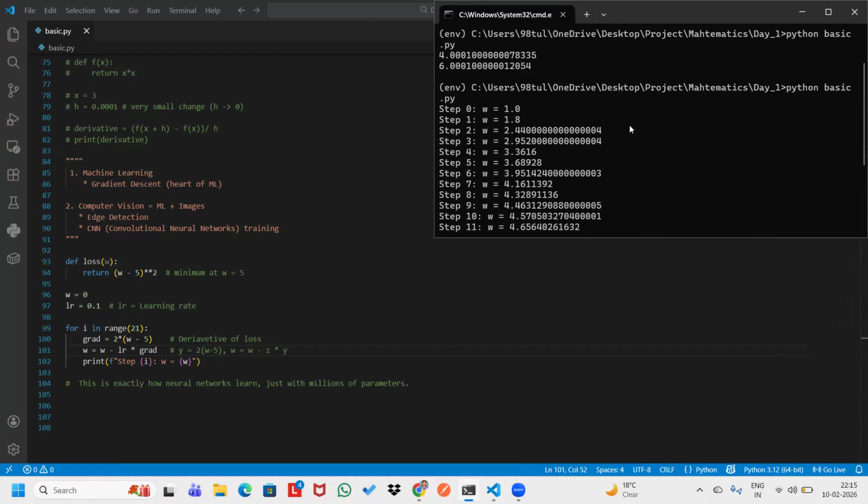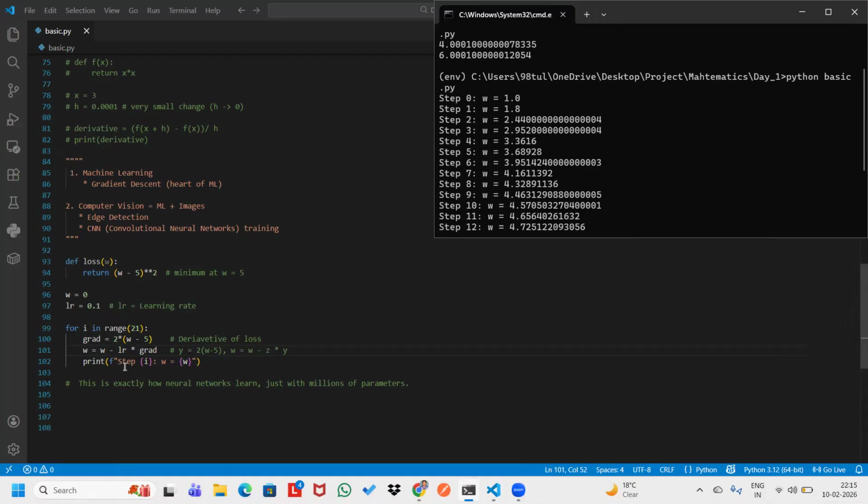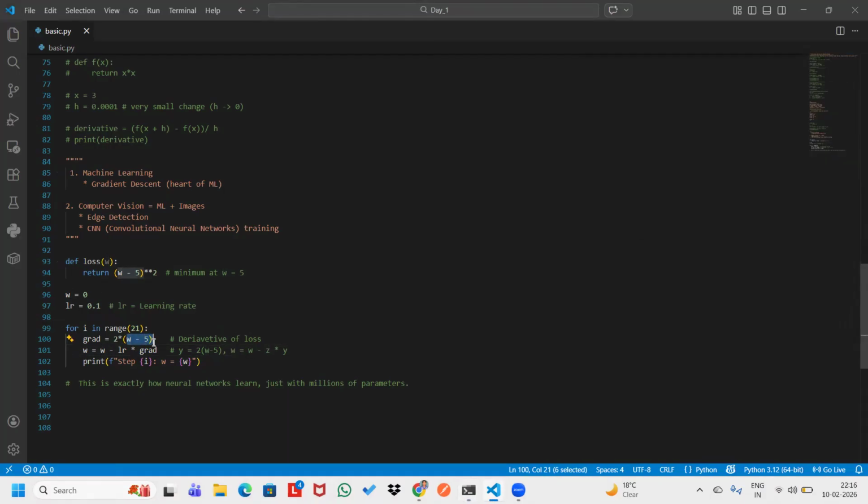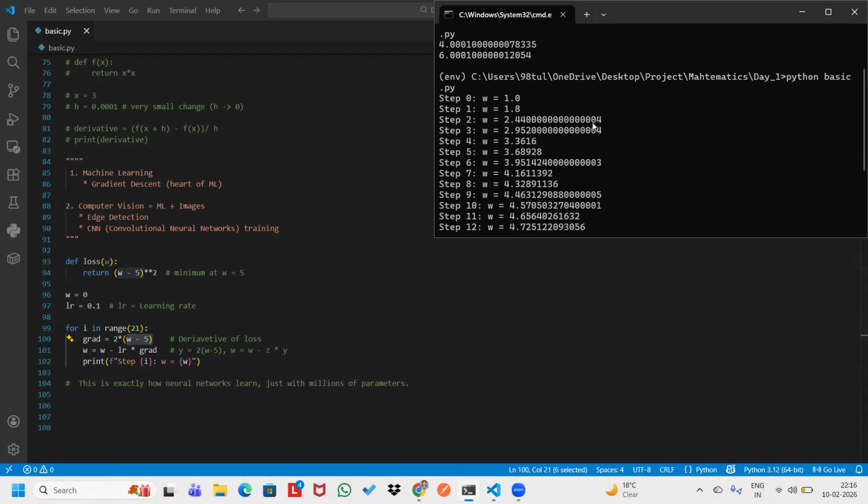So you can see that step 0, that means when the value of i is 0, then what is happening? I have already taken W as 0 over here, but now I'm putting this value into this equation first, and whatever value I get will be stored in grade, and now I'm using this grade over here. Let me show you what is going to happen.